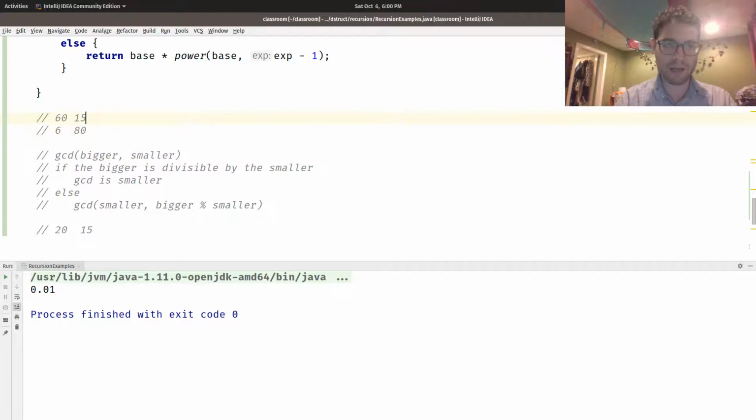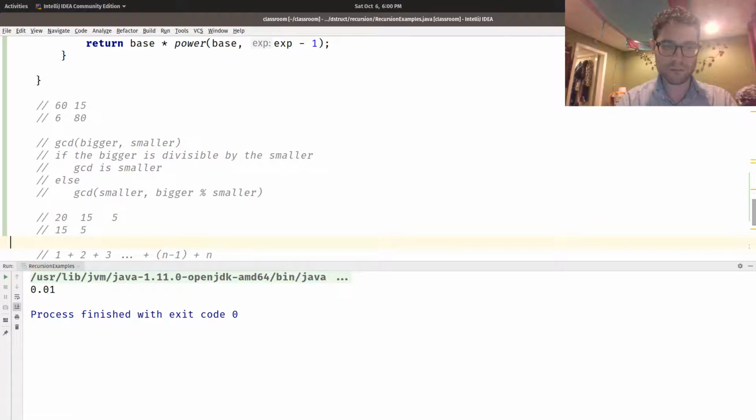So what we have to do now is calculate 20 mod 15. We've got to mod these two together. 20 divided by 15 gives you remainder 5. So now we calculate the GCD of the smaller and the bigger mod the smaller, so the GCD of 15 and 5. Does this cleanly divide this? Yes, we're done. The greatest common divisor is 5. If you check that, it makes sense.